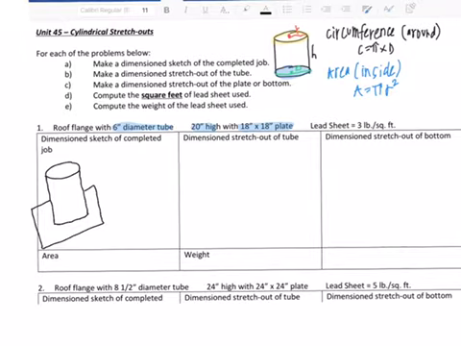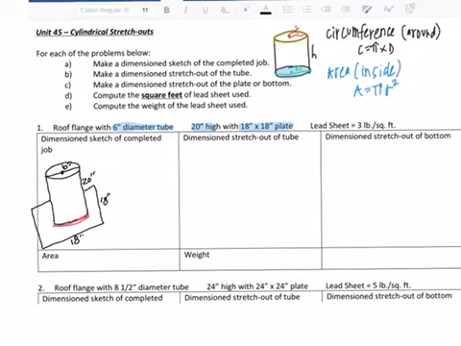They tell us that the cylinder has a 6-inch diameter tube. They tell us that it is 20 inches tall. And they tell us that this plate is 18 inches by 18 inches. One thing that you need to know is that on the plate, this plate is square, there is a whole circle cut out where that cylinder or tube is sitting on top.